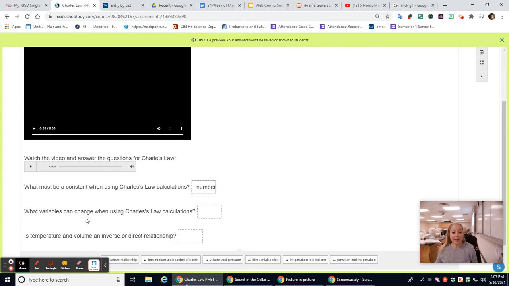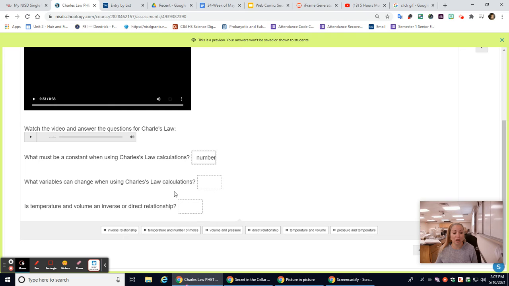Okay, so what variables can change when using Charles's law calculations? Basically, the one that you are changing is the temperature. You're increasing or decreasing the temperature. You're adding heat, or you're taking it out. The temperature is the one that you're manipulating.